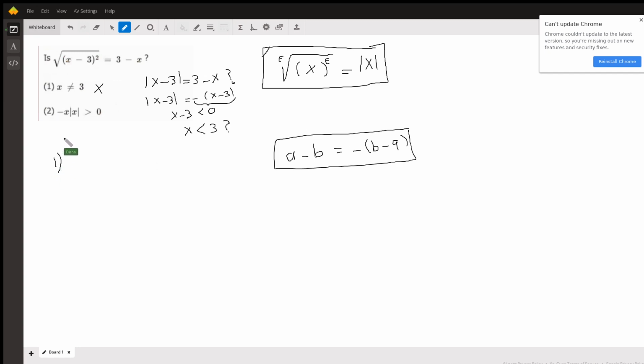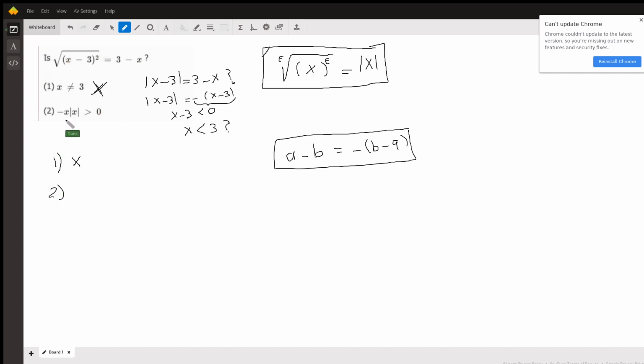The first statement says that x is not equal to 3. Well, this is not sufficient. Why? Because it could be greater than 3 or it could be less than 3. So the answer cannot be determined; I do not know the answer. This is not sufficient. I go to the second statement.